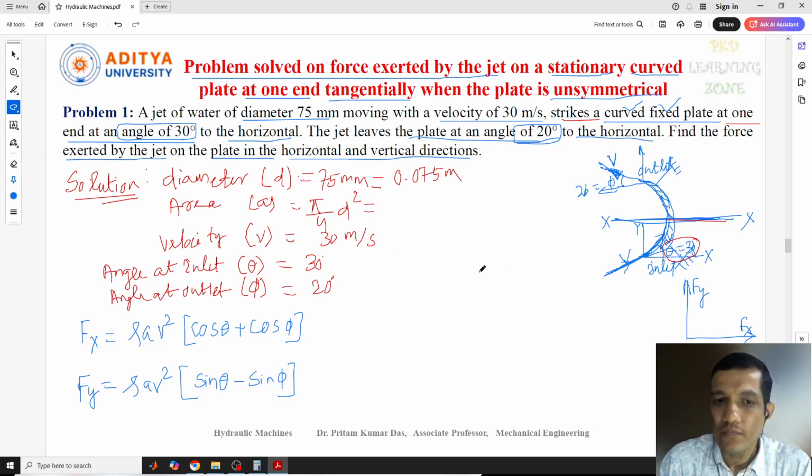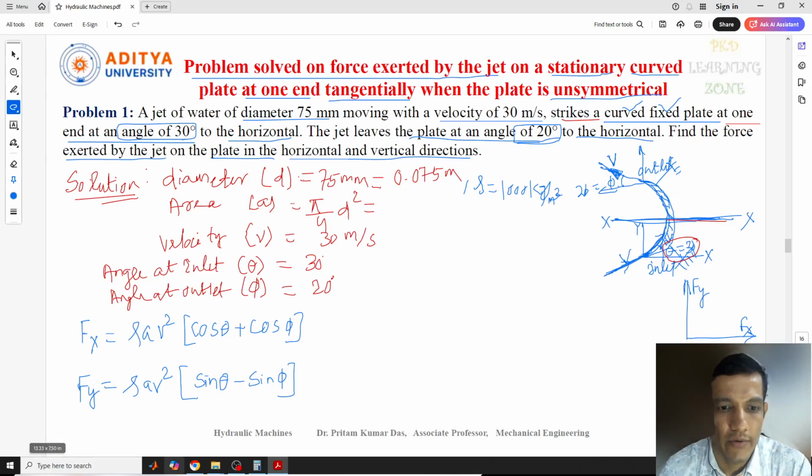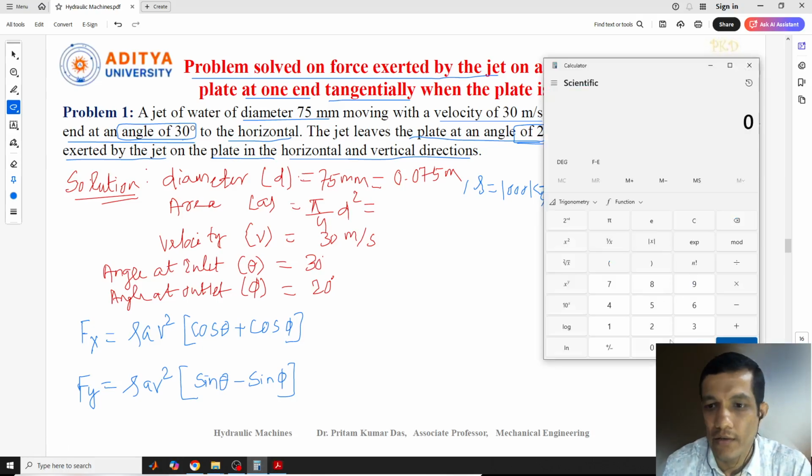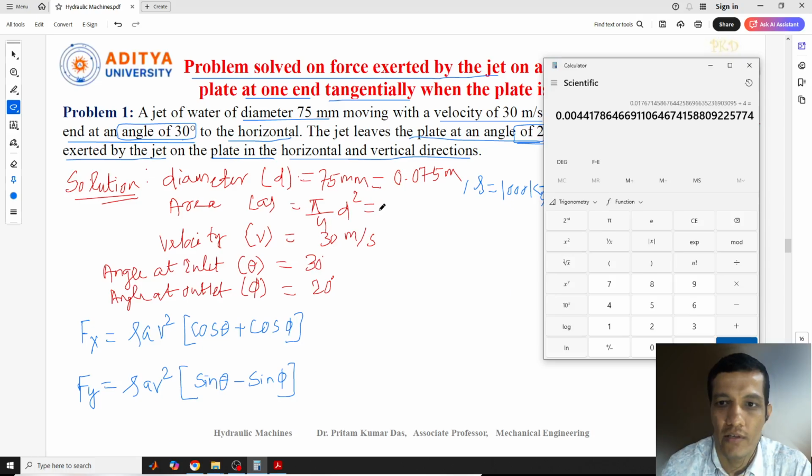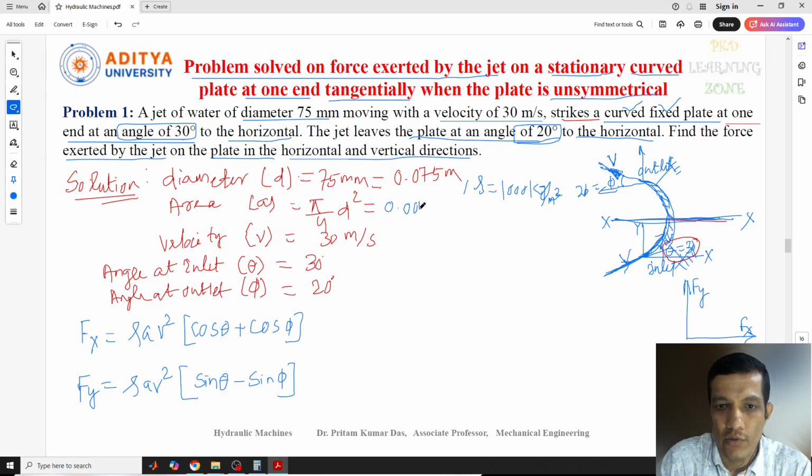Now as you can see, we need to find out the rho value. Rho value is not given, but we can consider that the liquid is water. So rho equals 1000 kg per meter cube. Now we need to calculate the area with the help of a calculator. So this is 0.075 square, multiplied by pi and divided by 4, pi d square by 4. The answer we got is 0.004417.